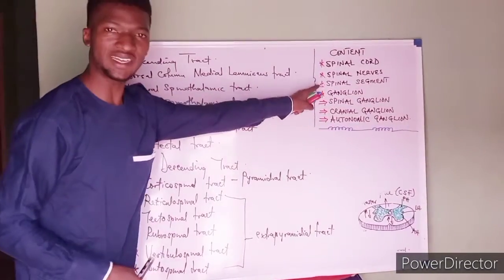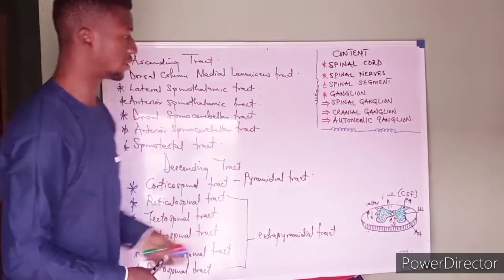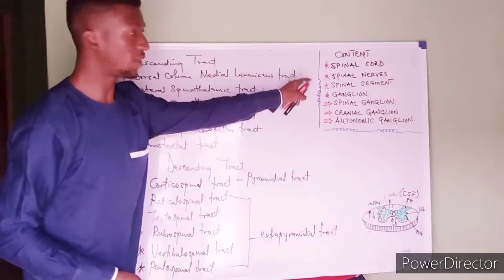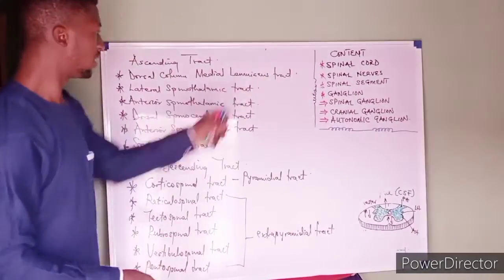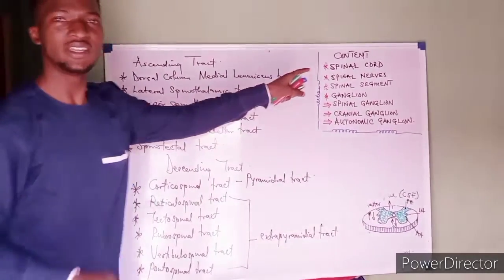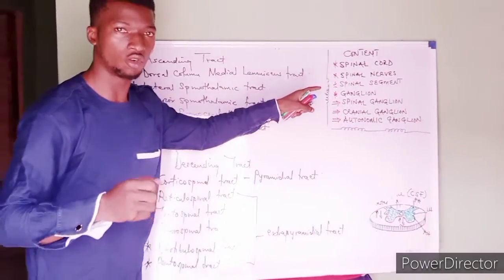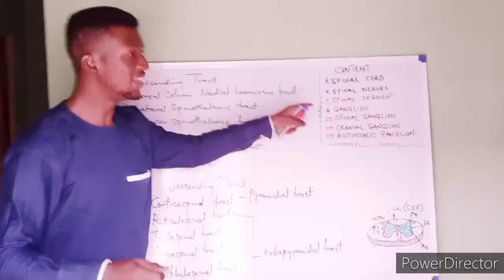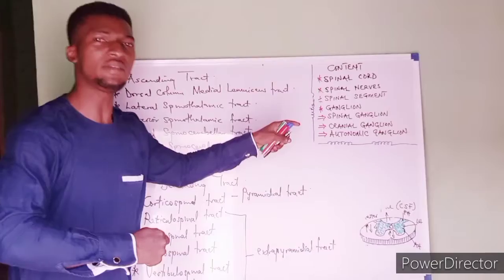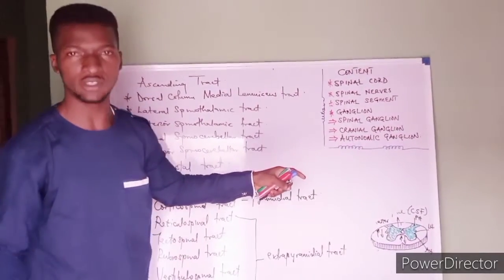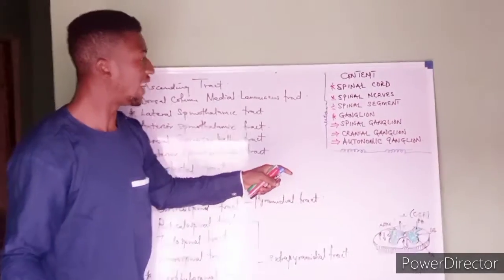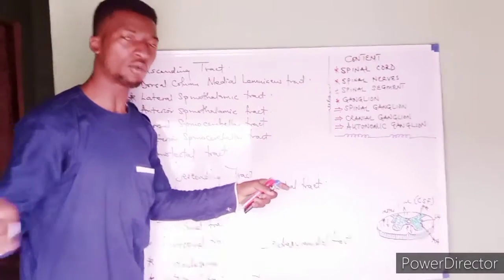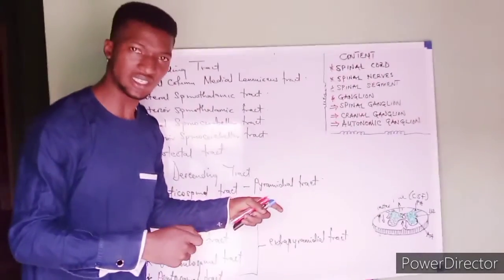Move to the spinal nerves and the spinal segment. How do we recognize the spinal nerve or the spinal segment? The spinal nerves are those nerve fibers, or groups of axons, that take impulses away from the what? The central nervous system, and they also bring impulses to the central nervous system.